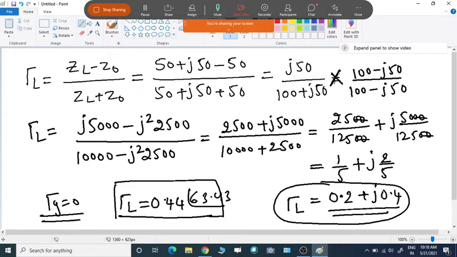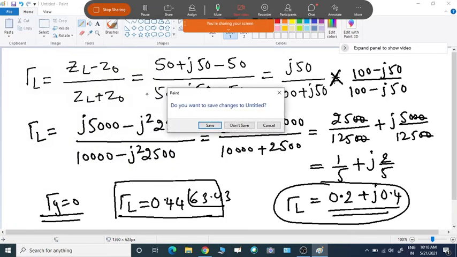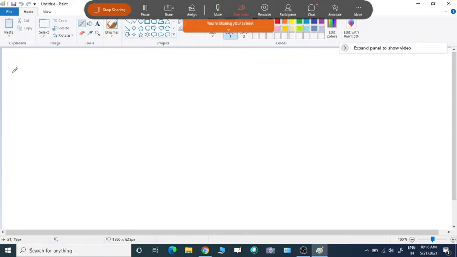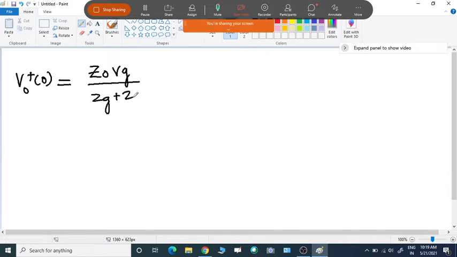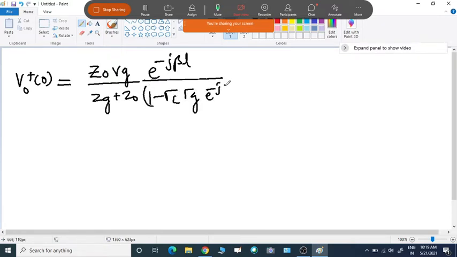Okay, so now we need to find out V plus of 0, that is V0 plus, which is nothing but Z0 into Vg divided by Zg plus Z0, into e power minus j beta L, divided by 1 minus gamma L gamma G into e power minus j2 beta L. Now this we have known. So now we have to find out the value for L equal to 0 and L equal to lambda by 8. Now put L equal to 0 in this equation. So what will you get?